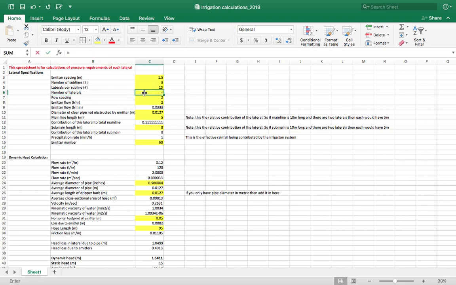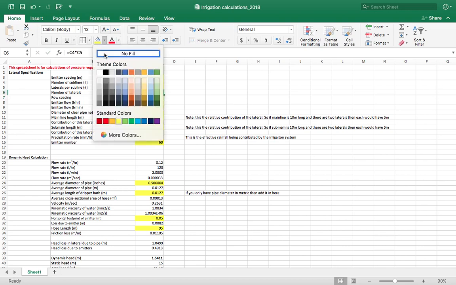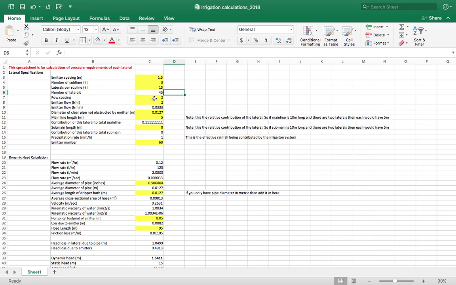So number of laterals equals that times that. Remember, we try to avoid having any calculations done by anything other than Microsoft Excel. Get Excel to do all the calculations, because that means you can use the spreadsheet for modeling.